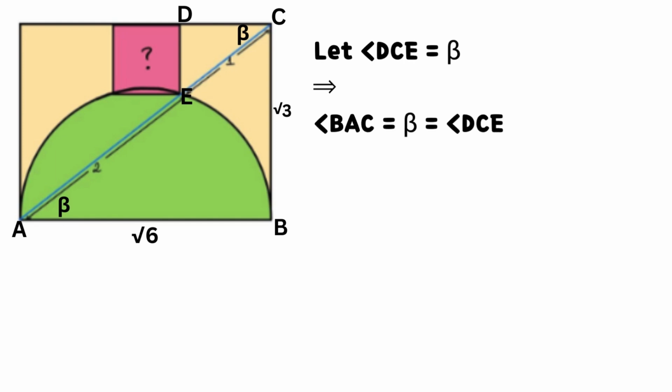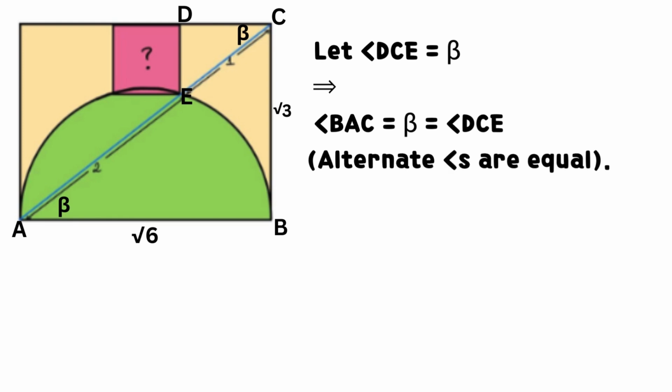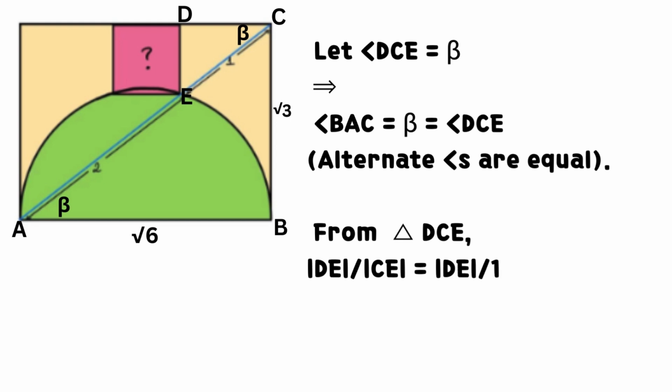Let angle DCE equal beta. It implies that angle BAC equals beta, which equals angle DCE. It is because alternate angles are equal. From triangle DCE, line DE divided by line CE equals line DE divided by 1, which equals sine beta. We call it equation 1.